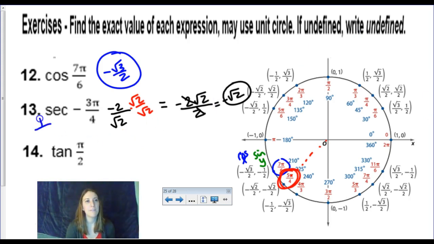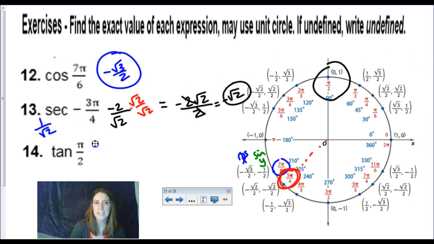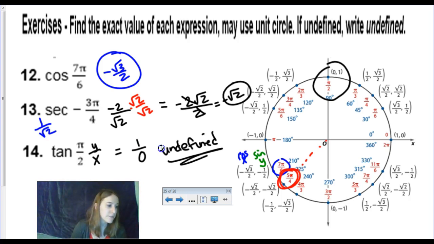It started off as 1 over the square root of 2. So if you had that original version of the ratio and you just flipped it, then you wouldn't have had to re-rationalize, but whatever. Alright, tangent of pi over 2. Remember this is pi over 2 up here. And tangent is, using my new formula, y over x. So the y value is a 1, the x is a 0, which means the tangent at pi over 2 is undefined. Which happens.